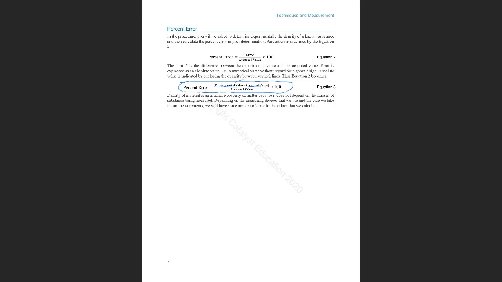And as the accuracy of the measurement decreases, the error is higher. If your experimental value is far away from your accepted value, then the numerator, this part, is going to be high. And then the percent error is going to be higher. So this will give you an idea of how accurate your measurements are. And you are going to calculate that at the end.